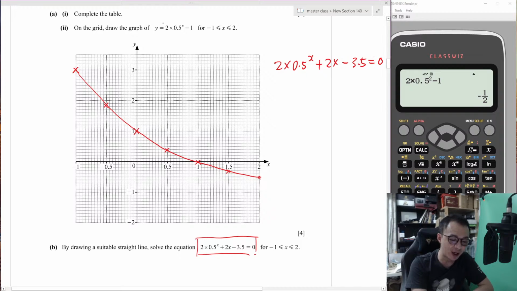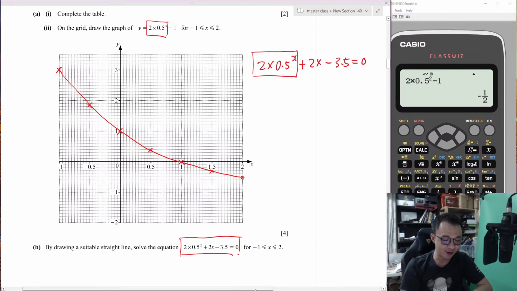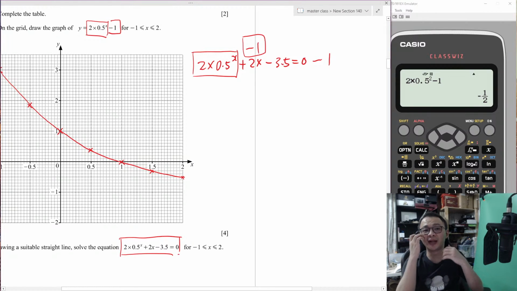In order to sub in the y, I must have something like this. I have exactly the same thing here, but I don't have any minus 1 here. So what I can do is add the minus 1 on my left hand side, and then add the minus 1 at my right hand side. So if I have the minus 1 with the 2 multiply 0.5 power of x, I got the y.